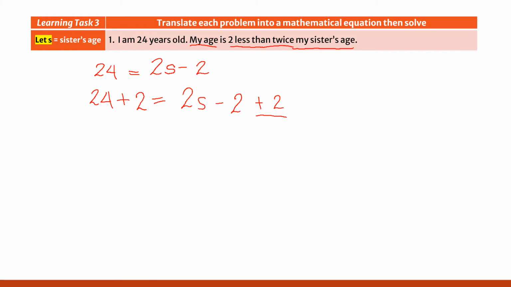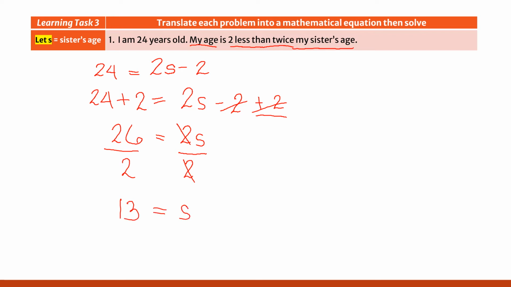Okay? Now, continue solving. 24 plus 2, the answer is 26. Okay? Equals 2s. And then negative 2 plus 2, cancel. Okay? Now, 26 equals 2s. To solve for s, apply division property of equality. So, i-divide naman natin ito by 2. Then, by 2. So that we can cancel this numerical coefficient 2. What is 26 divided by 2? The answer is 13 equals S.